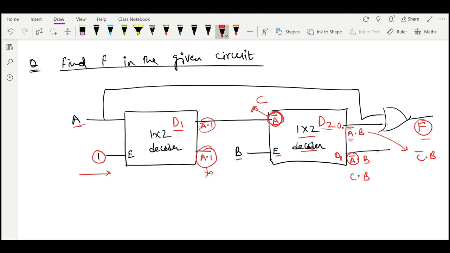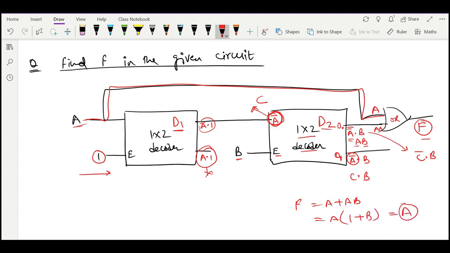So this will become AB, since A bar bar is A, dot B. Here another line is coming from A. So this is A and this is AB. Now F, since this is an OR gate, is A plus AB, and if you take A out, it becomes A times (1 plus B), which is A. So the output of this function is A only.